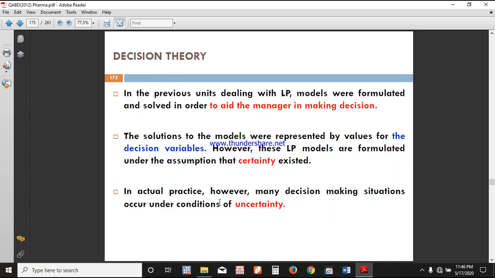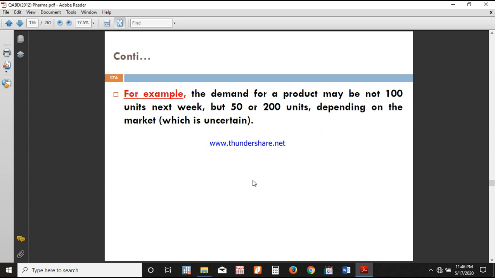Therefore, the decision tree is one of the theories available for managers to make the best decision. There are different decision variables that managers should consider in order to make one best decision. Some environments are certain, whereas some environments are uncertain. For example, the demand for a product may not be 100 units next week, but it may vary. Sometimes it may be 50 to 100 or more than that, depending on the market, which is uncertain.